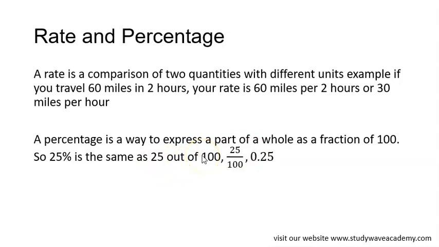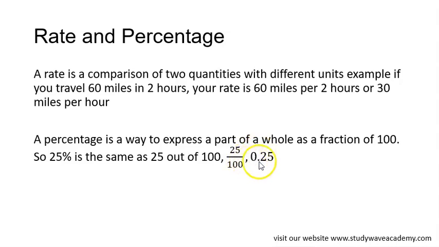So the 10% literally means per 100, okay? To convert a percentage to a fraction, you simply write the percentage as a fraction with a denominator of 100, which we did here, 25 over 100. The denominator is 100. If you have 50%, it's 50 over 100, okay?